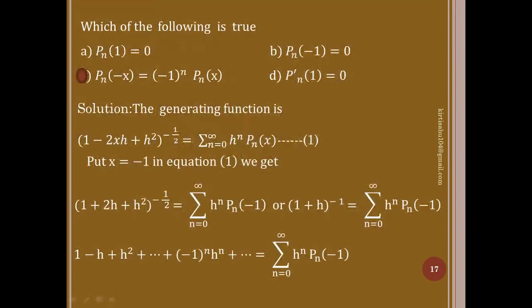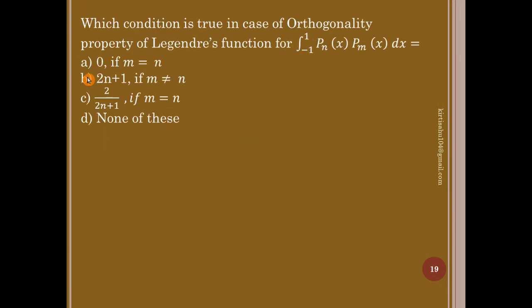So let's see which of the earlier options were true. So in none of the cases, I am getting the correct choice. Pn of 1 is 1 as we know, right? Then just now we have seen Pn of minus 1 is minus 1 raised to n, and this is totally wrong. So the only correct option is option number C. Okay. Now let's have the next one.